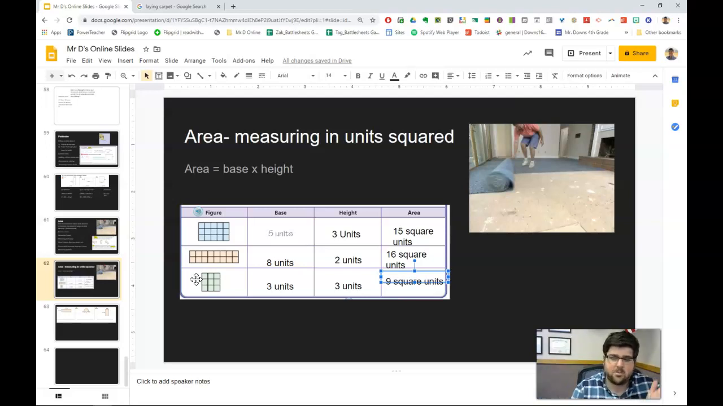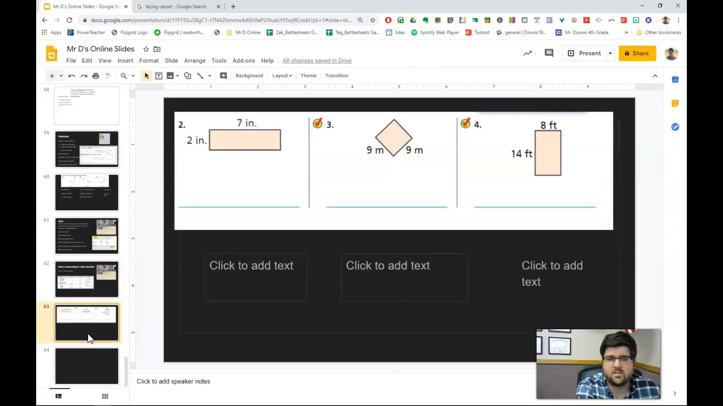Just bottom or top times one side or the other side, and if it's a square or a rectangle, that will get you the correct answer. So let's look at a few examples.